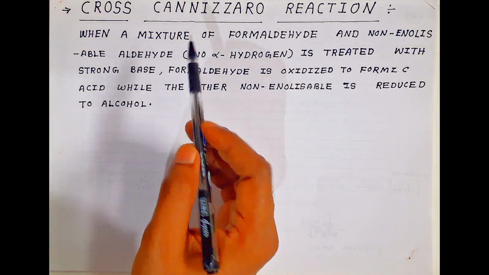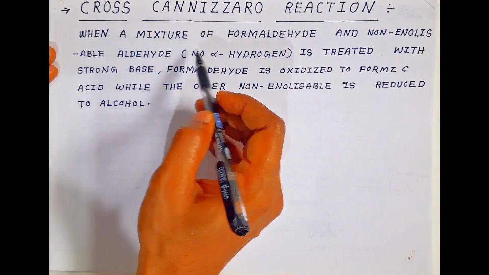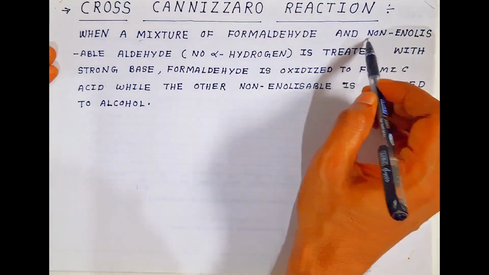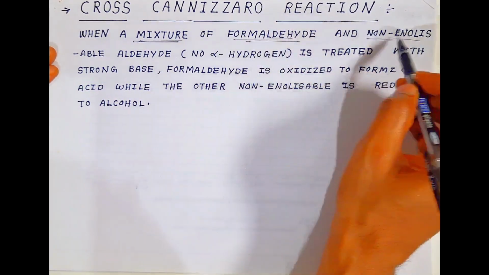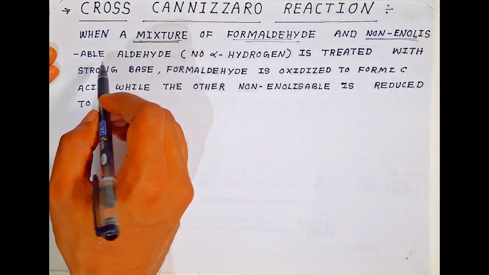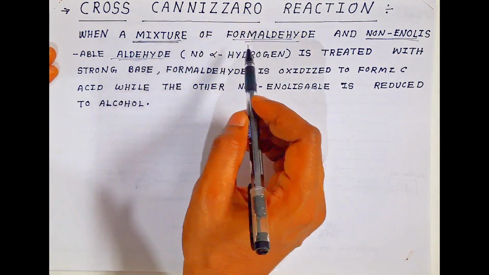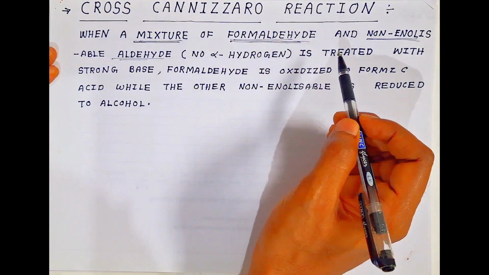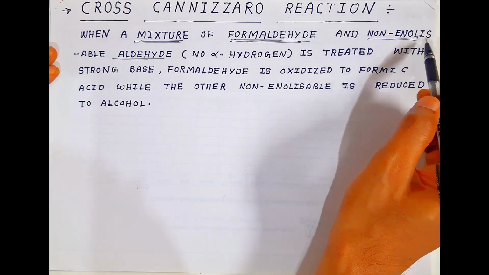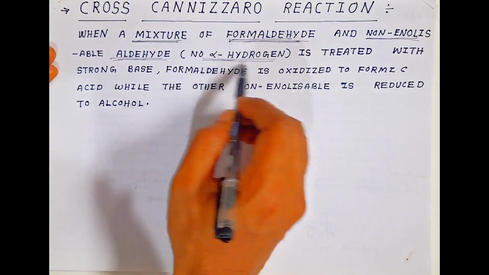Now second, students, we are going to see the cross Cannizzaro reaction. What is the cross Cannizzaro reaction, students? When a mixture of formaldehyde and a non-enolizable aldehyde is taken, here we are taking different types of aldehyde. One will always be formaldehyde, and the second will be a non-enolizable aldehyde, that is, one with no alpha hydrogen atom.